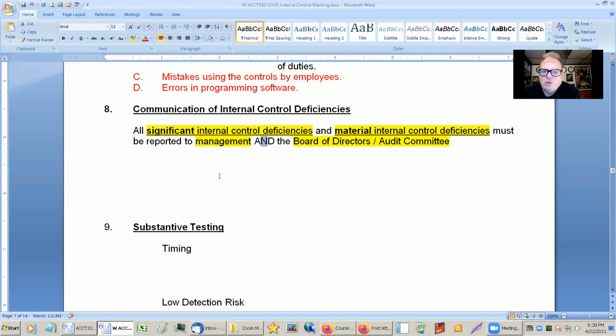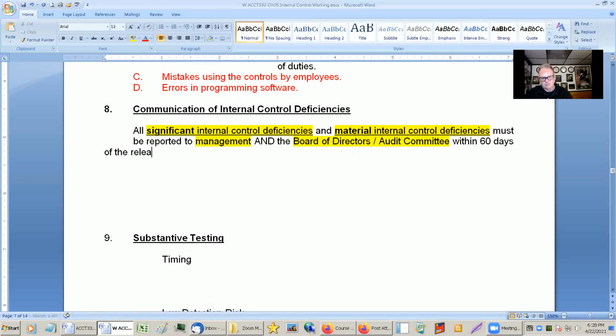So those must be reported to management and the board of committee within 60 days of the audit report date. You can tell them about that stuff earlier, and you probably will. So you come across a problem. Okay, you don't have a password on the purchasing system. You'll tell them about that. Look, you've got to get a password on. You'll probably tell them about that sooner. But it'll be officially done, it must be in writing.